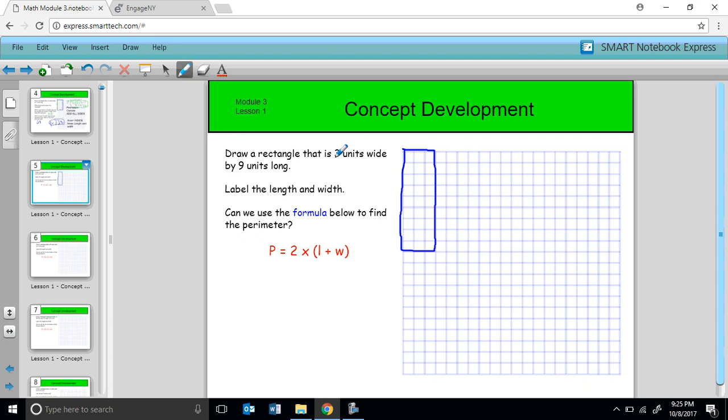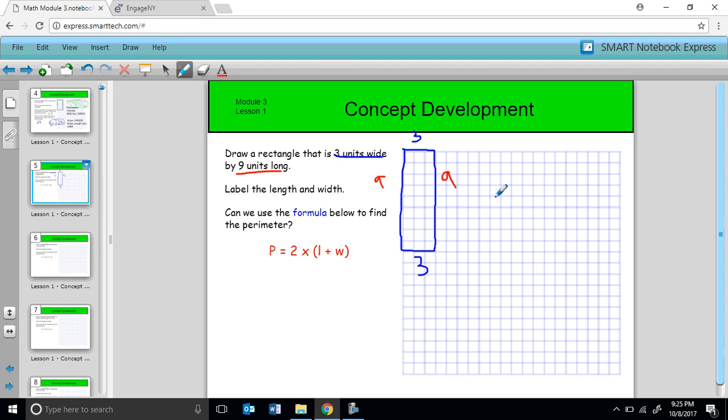So it says 3 units wide. 3. 3, and I'm going to choose a different color to help me out, and 9 units long. 9. Can we use the formula below to find the perimeter?